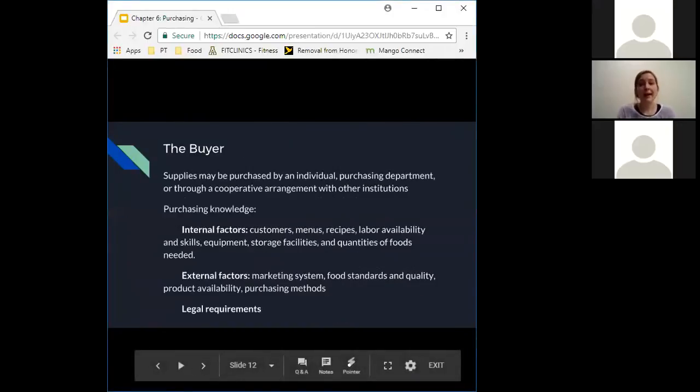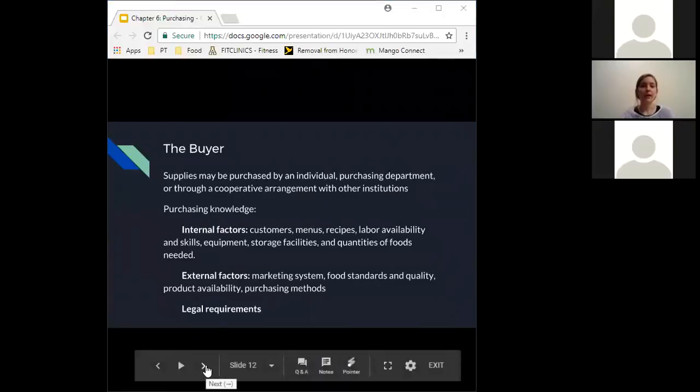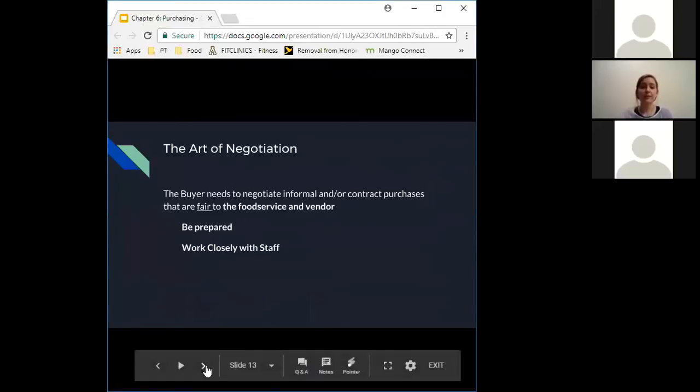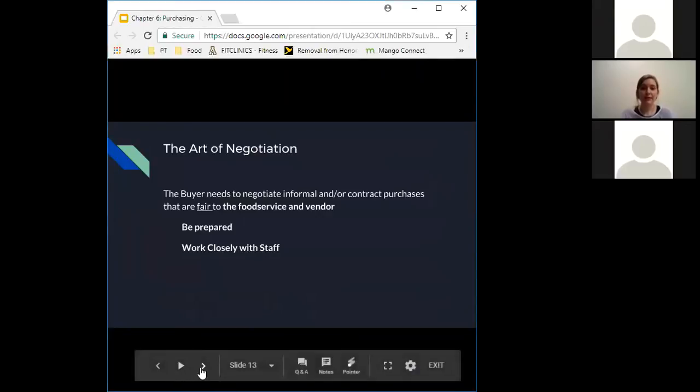So a little bit about the buyer and the process of purchasing. Food supplies for a food service organization may be purchased by an individual, a purchasing department, or through a co-op arrangement with other institutions. Purchasing requires knowledge of internal and external factors, as well as legal requirements. A few internal factors include customers, menus, recipes, labor availability, and skills. Examples of external factors would be the marketing system, food standards and quality, product availability, and purchasing methods.